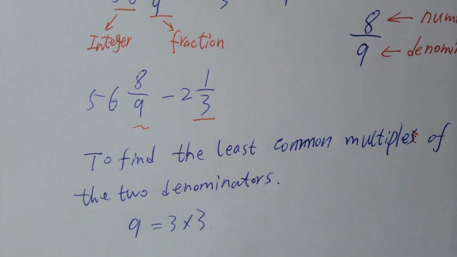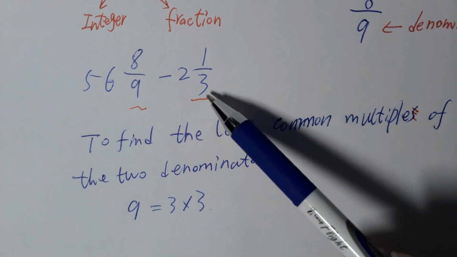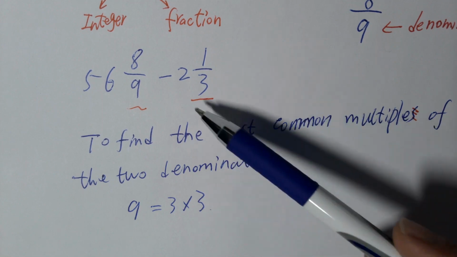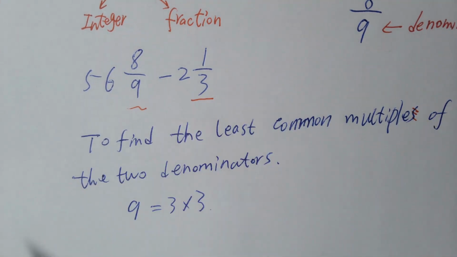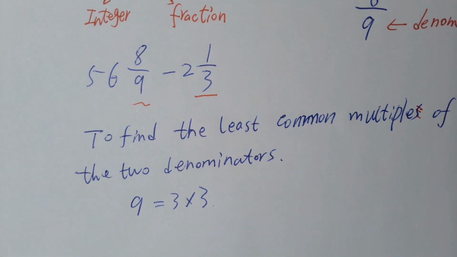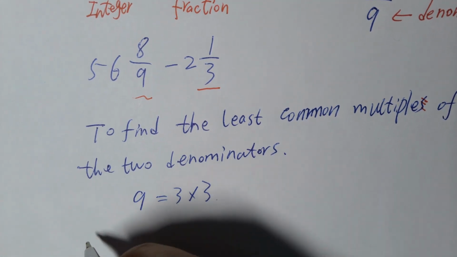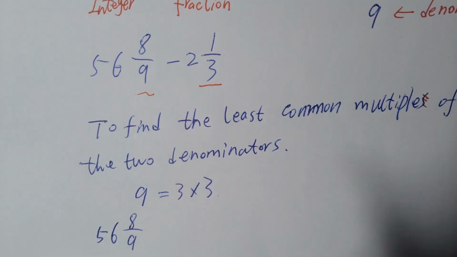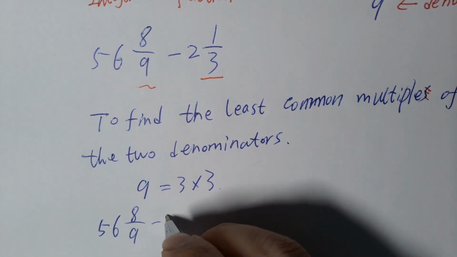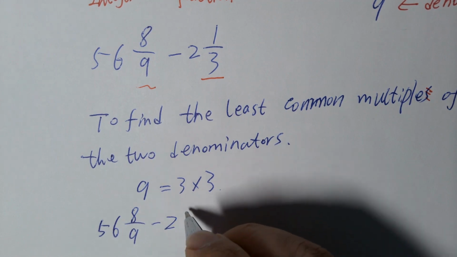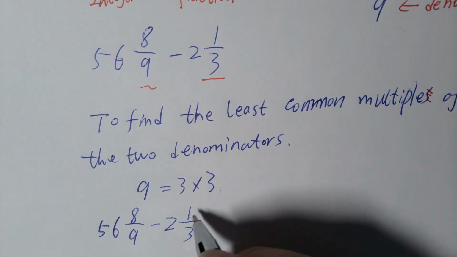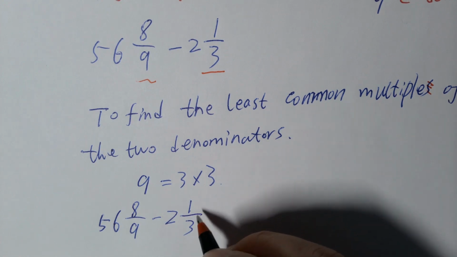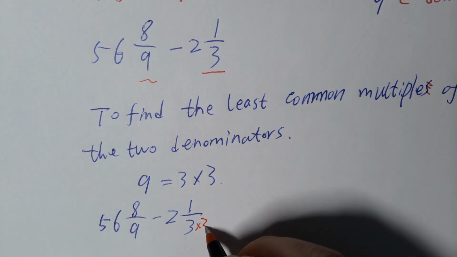Okay, with this, we just need to change 1 over 3 to something over 9 so that these two fractions have the same denominator. How do we do that? So it will become 56 and 8 over 9 minus 2 and 1 over 3. Change 1 over 3 to something over 9. As I said, 3 times 3 is 9.